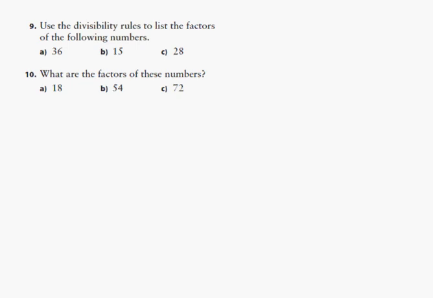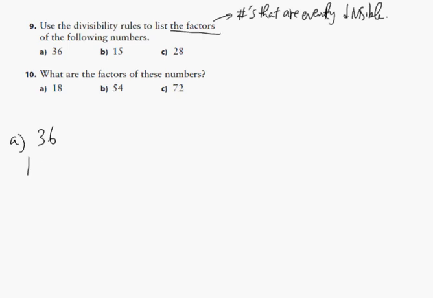So if I take A and I say what are the factors of 36, what I really mean is what numbers are evenly divisible into it. Evenly divisible. So by using our divisibility rules, the first one that we know, 1, is always divisible into a number. So 1 times 36 is one way we can get 36.